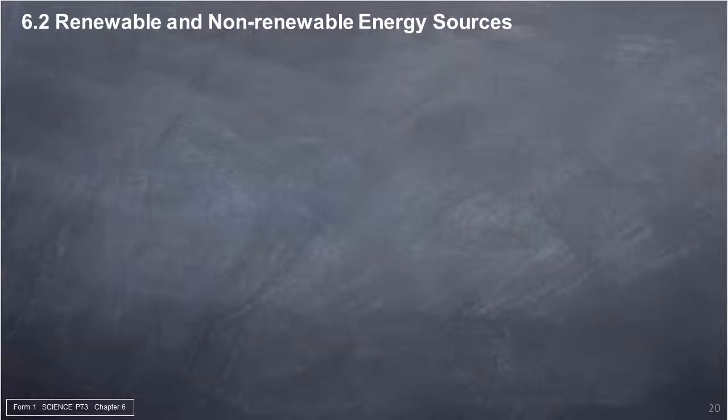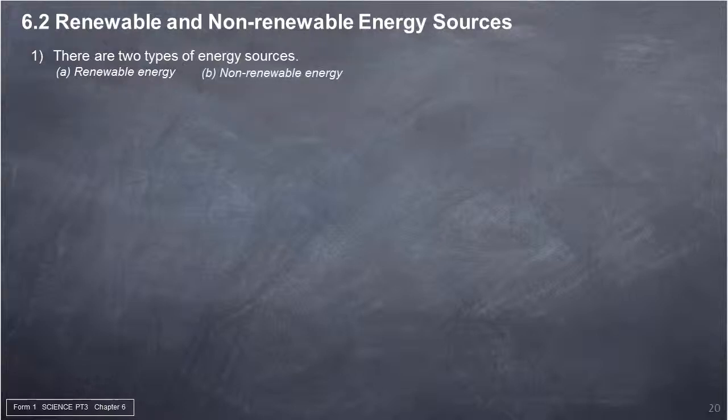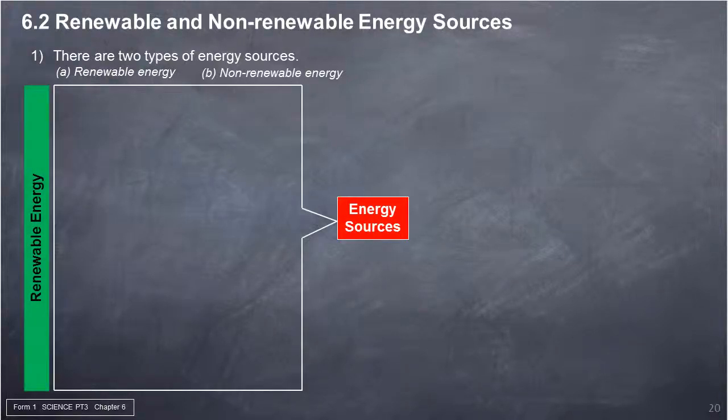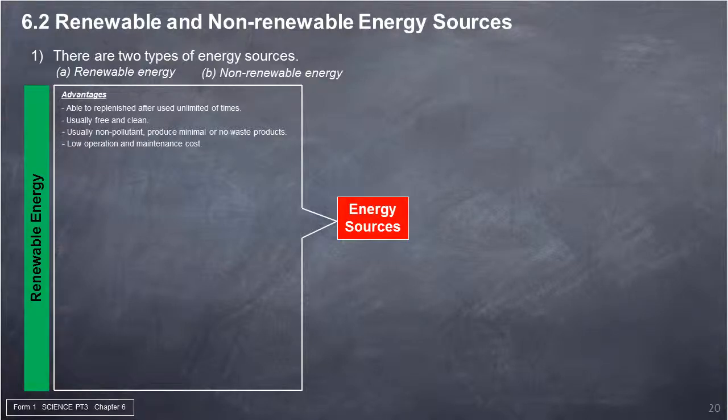6.2. Renewable and non-renewable energy sources. 1. There are two types of energy sources: A. Renewable energy. B. Non-renewable energy. Renewable energy. Advantages: able to replenish after being used an unlimited number of times. Usually free and clean. Usually non-pollutant, producing minimal or no waste products. Low operation and maintenance cost.